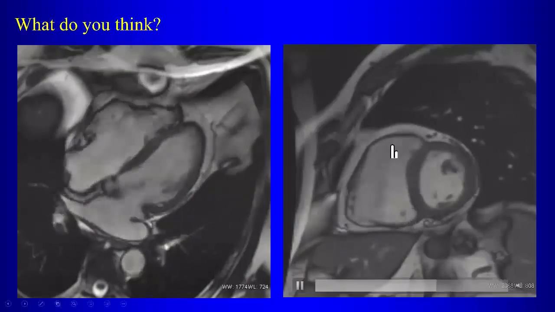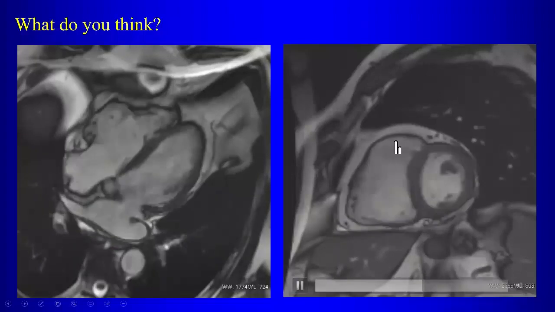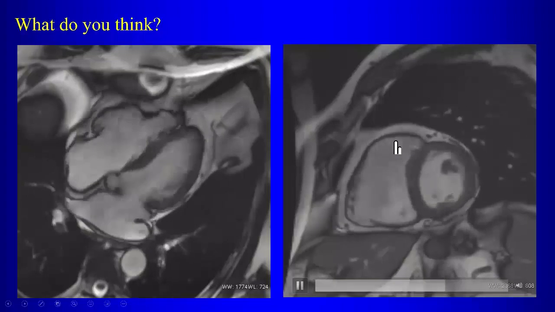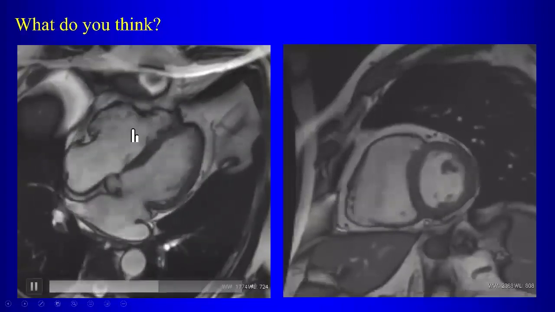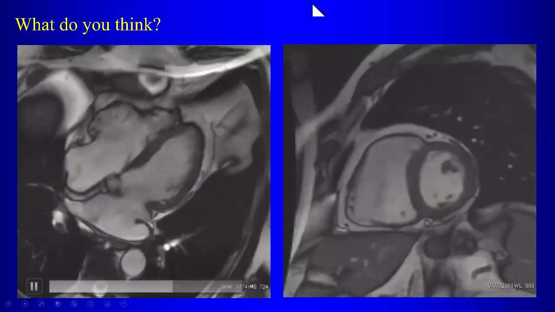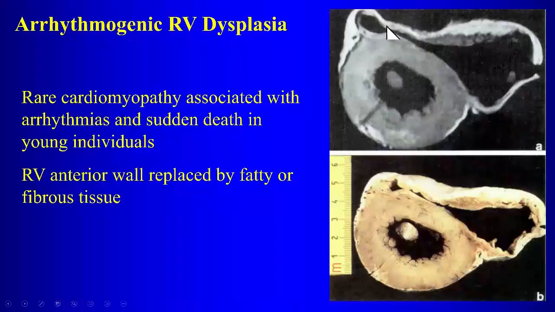What do we call this wall motion abnormality here? This is called what? Bulges out in systole, it's called? Guys, dyskinesia, right? So there's dyskinetic wall motion here especially along the outflow tract of the right ventricle. And you're right, this is associated with ARVD. Sometimes these patients might also have delayed enhancement in the areas of the heart that are affected, but that is not absolutely essential to make the diagnosis.